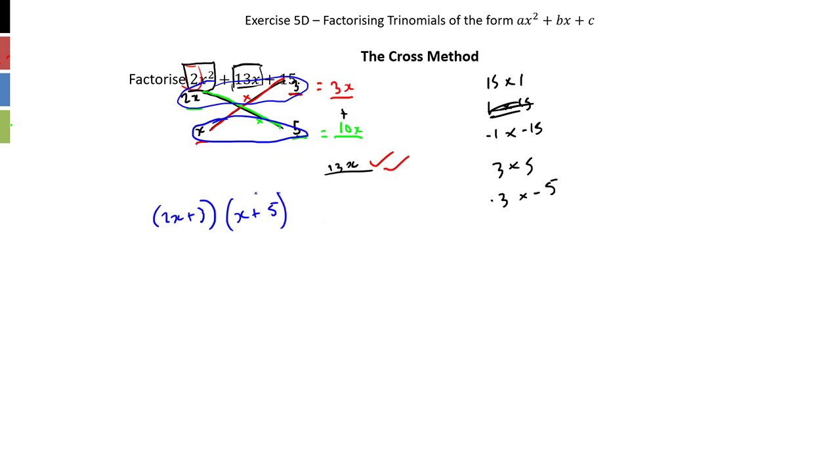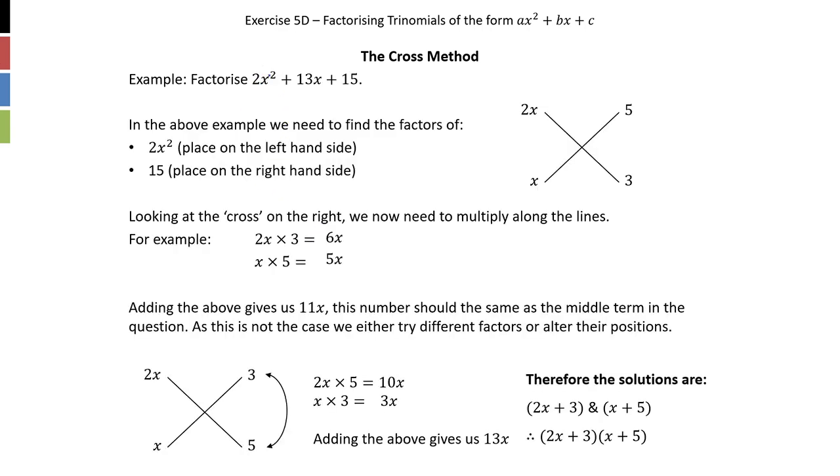So let's have a look at that in more common notation. Factorize 2x squared plus 13x plus 15. We need to find the factors of our first term, and then the factors of our third term. The factors of the third term are going to be on the right hand side of the cross, and the factors of the first term are going to be on the left side. Now, if we put the 5 and 3 the other way around, it won't work, and you can try that.